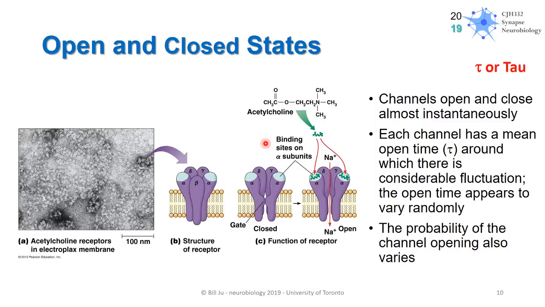We need to actually see what sorts of conditions will increase this value of tau so that the probability of the channel being open increases, so that we know after a neurotransmitter has bound to the receptor, this value of tau will actually increase, because that will increase the probability that the channel is going to be open.